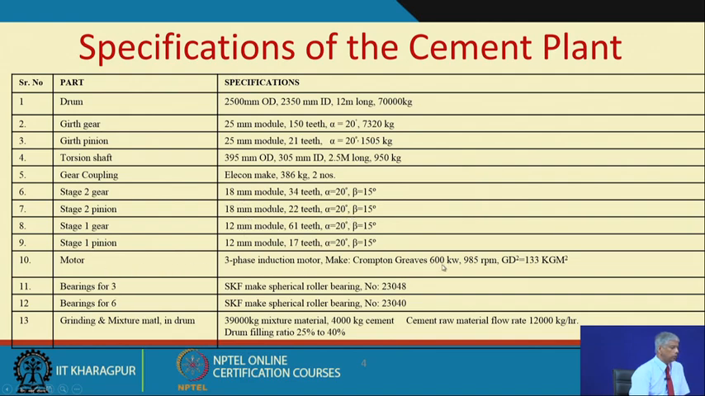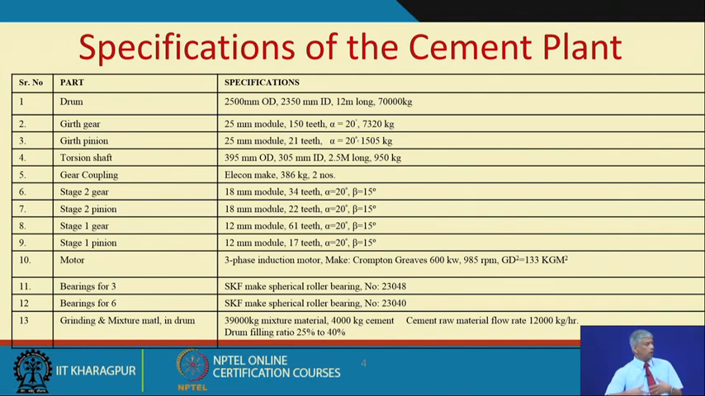There is an electrical motor of, in this case, 600 kilowatt and 985 RPM. There are a few bearings, and then of course the grinding medium material in the mill is about 39 tons, and then we get about 4 tons of cement, and the cement material flow rate is about 12 tons per hour, and the drum filling ratio is about 25 to 40%.